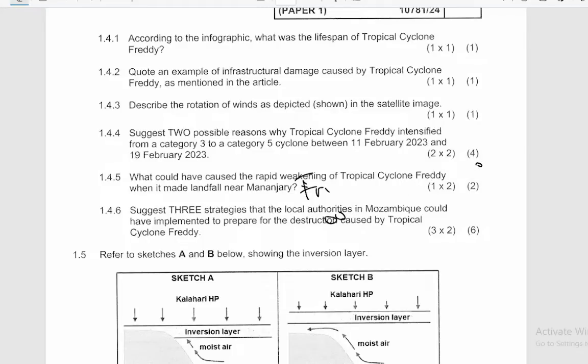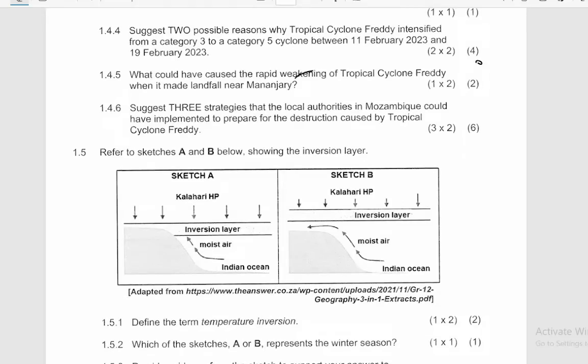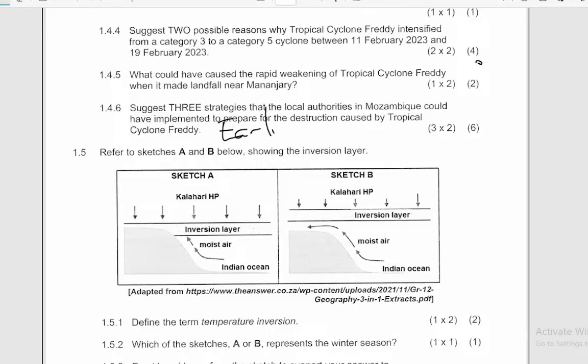Then move on to the next question. Next question is based on this sketch here, not the strategies that can be used. There are so many strategies that can be used by authorities in Mozambique to prepare for the destruction caused by tropical cyclones. To prepare for the destruction, what can the authorities do? We can prepare through early warning systems. I think early warning systems are very important. Notify people of the pending calamity. They should be prepared for it. So we talk of early warning, right? Explain how the early warning systems are going to assist.